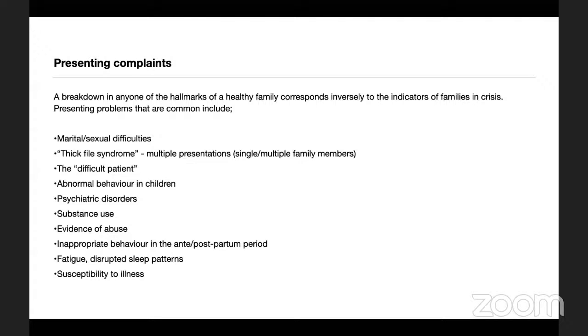So this would be a result of a breakdown in the hallmarks of a healthy family, and people commonly present as having marital or sexual difficulties, patients that are known as a difficult patient, the thick file syndrome, where either a single member of the family or multiple members of the family keep presenting, usually with non-specific symptoms, and abnormal behavior in children, which can include psychiatric disorders, as well as other behavior like truancy in school, being known as the naughty child.